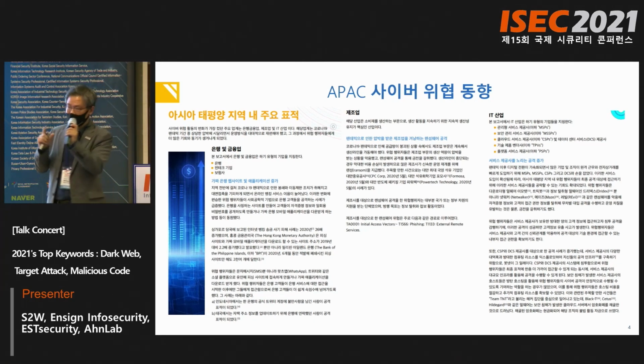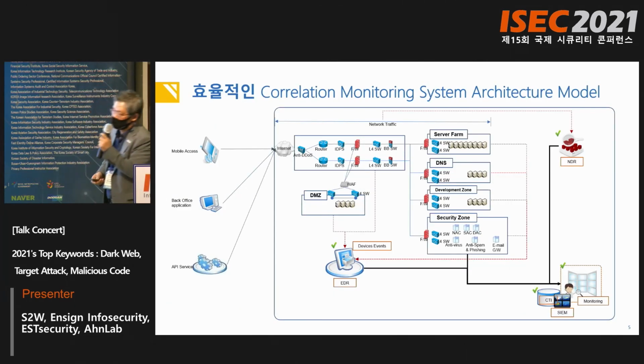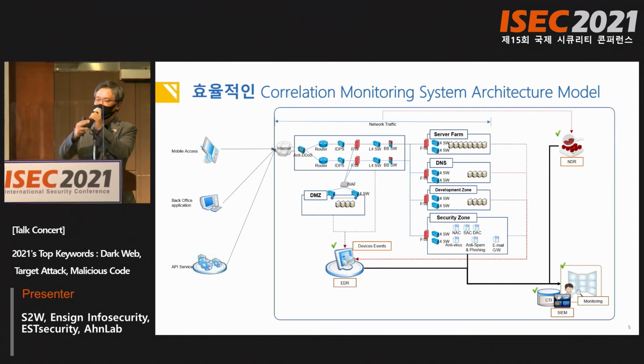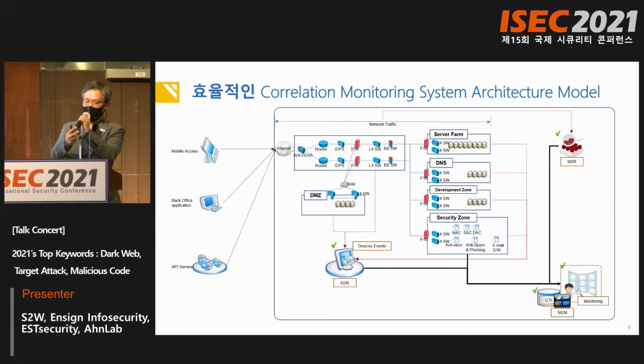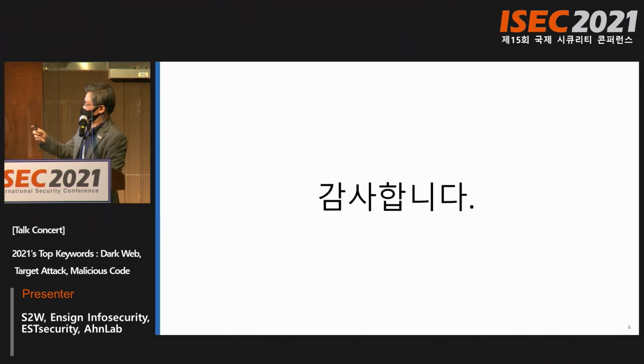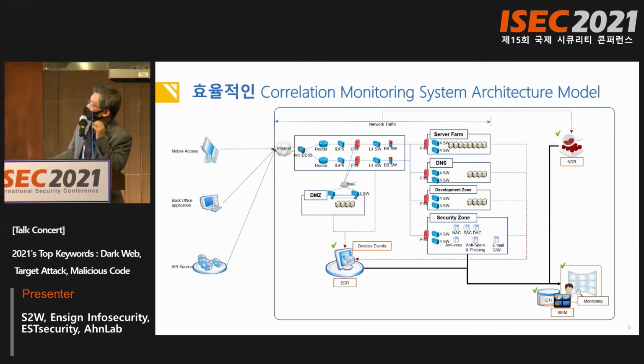And a cryptocurrency mining system was used to insert the ransomware. So in order to protect your environment against these threats, we need to have an effective correlation monitoring system architecture model. So we are suggesting this kind of model.